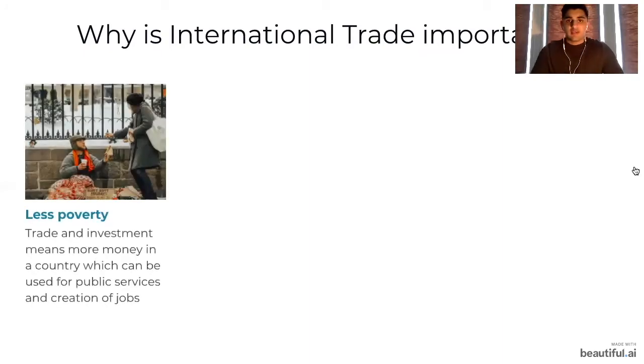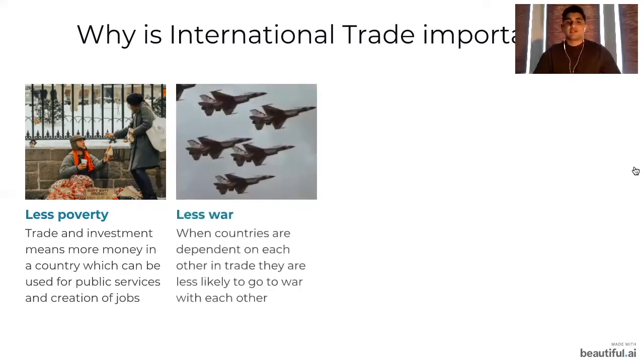There's an idea that it can reduce poverty, that there's less poverty with more international trade, because trade and investment means more money in a country. And that money is used for taxes, and taxes are used for public services and creation of jobs. There's the idea that there is less war with more trade. So when countries are dependent on each other, they're then less likely to go to war with each other. So if I'm Germany and I'm about to trade with France, I'm not about to invade France because I rely on them to fund the war anyway. So there's no way I'm about to invade them.